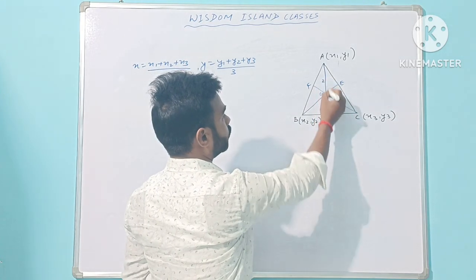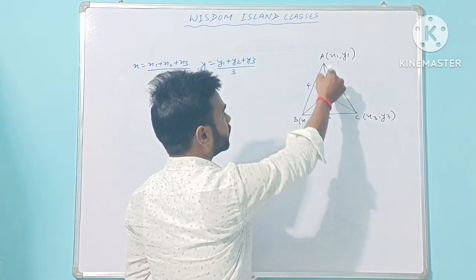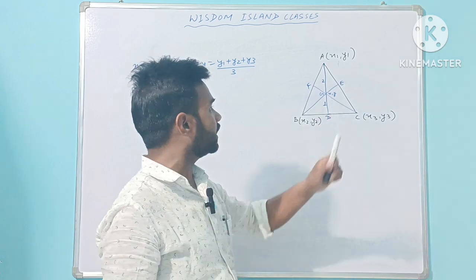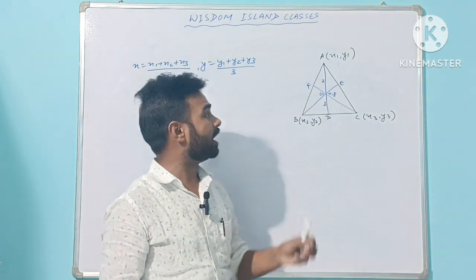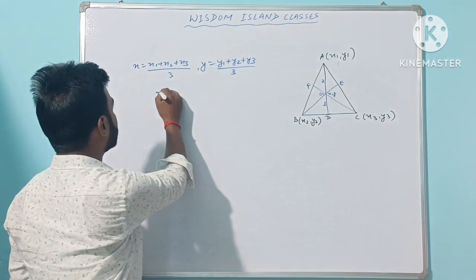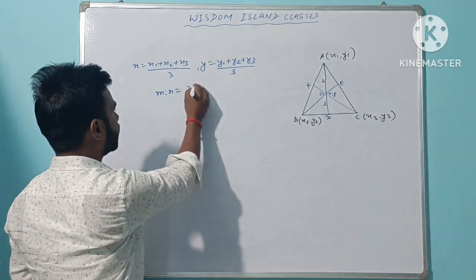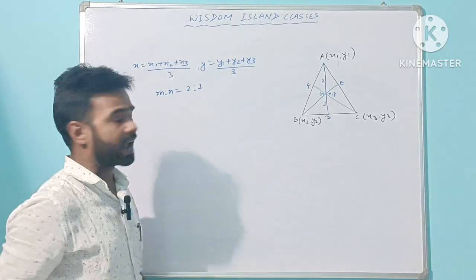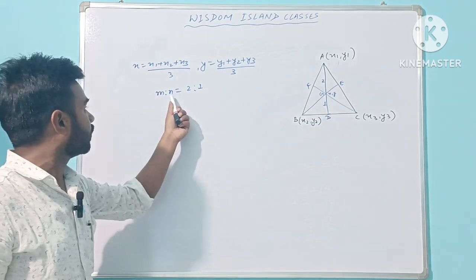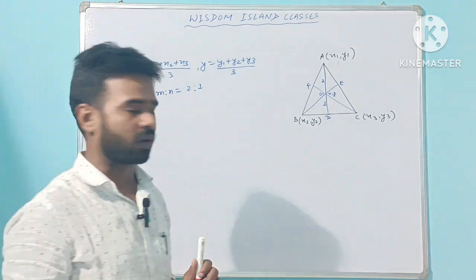So it will be 2, 1. That is, G will divide the line segment AD in the ratio of 2:1. So ultimately here M is to N will be equal to how much? M is to N will be equal to 2:1. And we have already seen what M is to N is during the section formula.